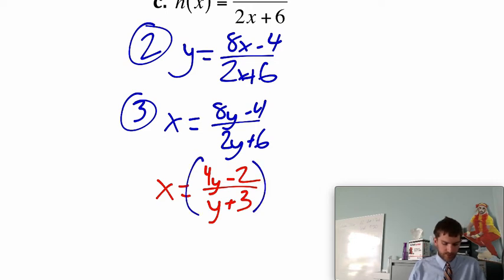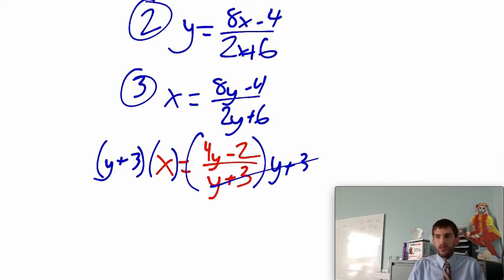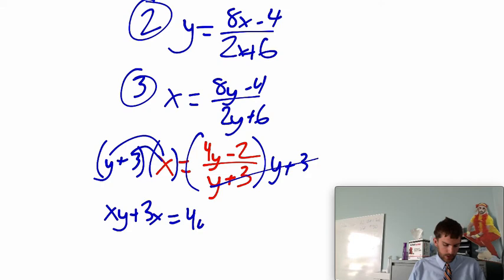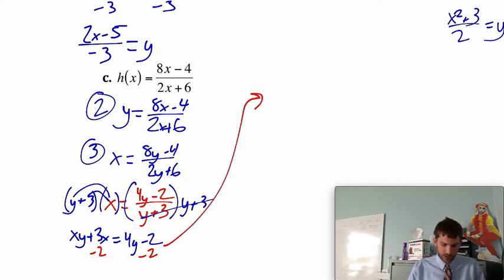Now to solve for y, we're going to multiply both sides by y plus 3. So we're going to multiply both sides by the denominator, and we're left with x times y, because we're distributing, plus 3x equals 4y minus 2. Cleaning this up a little bit, we'll subtract 2 from both sides. I'm going to run out of space here pretty quickly, so I'm going to move this workspace over here. So now we're at xy plus 3x minus 2 equals 4y.